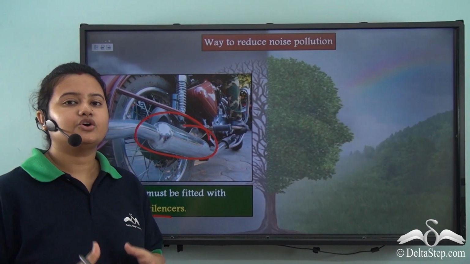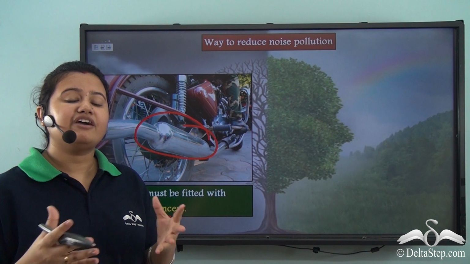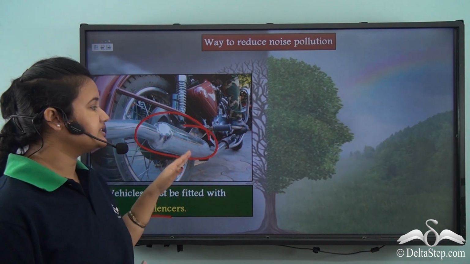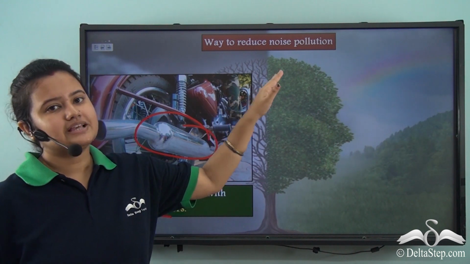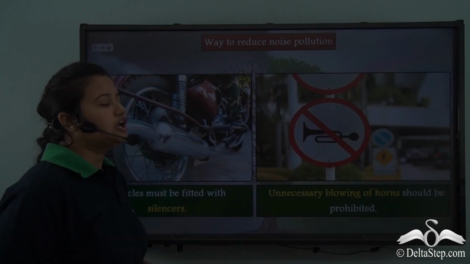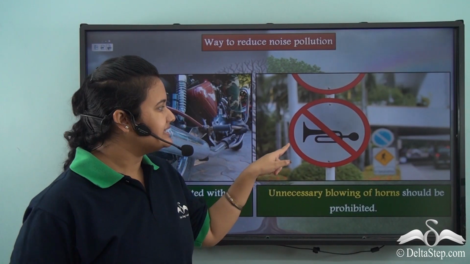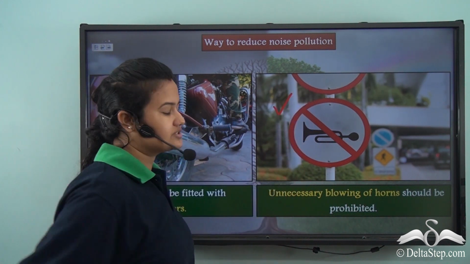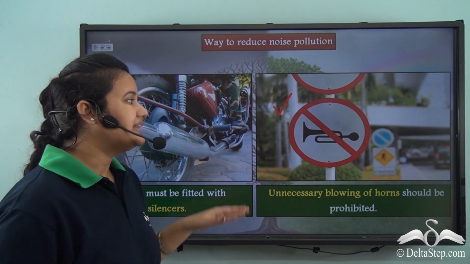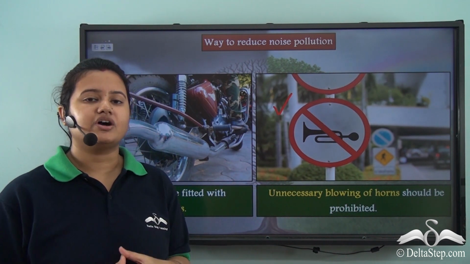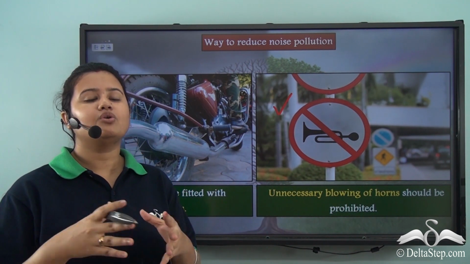So, to prevent the noise produced by the traffic, every vehicle must be fitted with silencers so that we would be able to control noise pollution. You must have noticed this traffic signal on roads. Do you know what this means? Well, this traffic signal instructs the drivers not to blow horns.